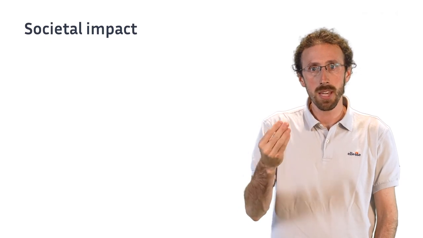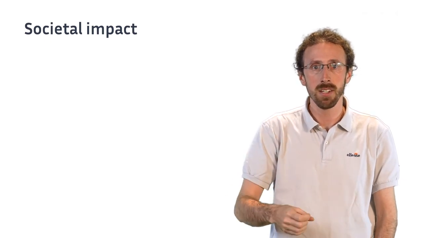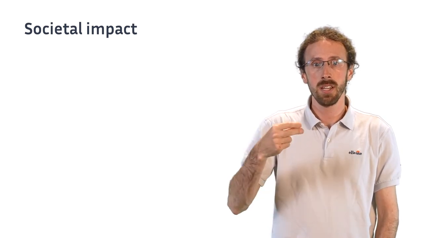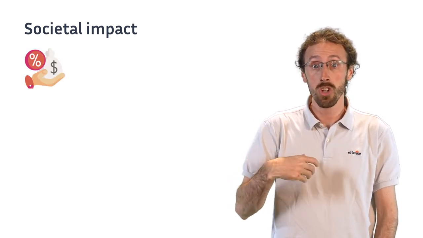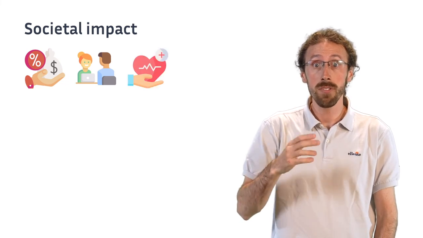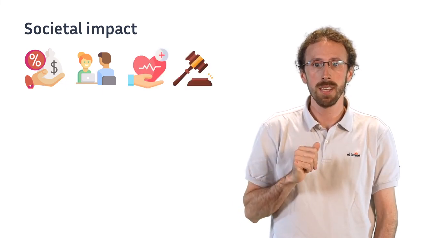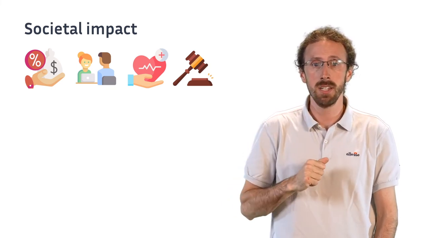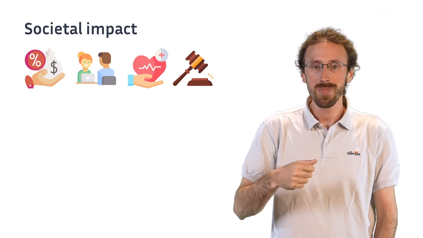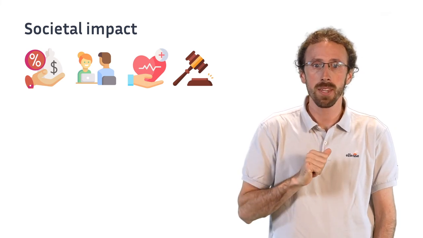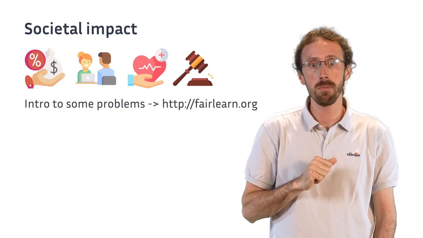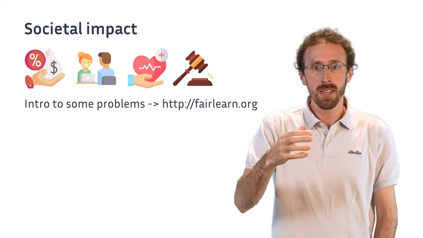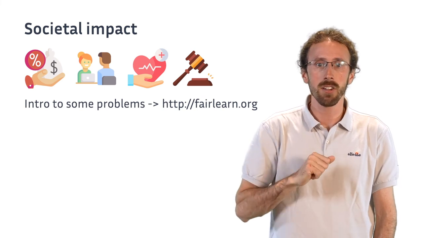Now, we need to think about the societal impact of machine learning. These days, AI systems help people get loans, jobs, medical treatment. They even help law enforcement. Picking up biases in the data, shortcomings of the data, will harm people. If you want an introduction to these problems, scikit-learn sets them in the same framework as scikit-learn.